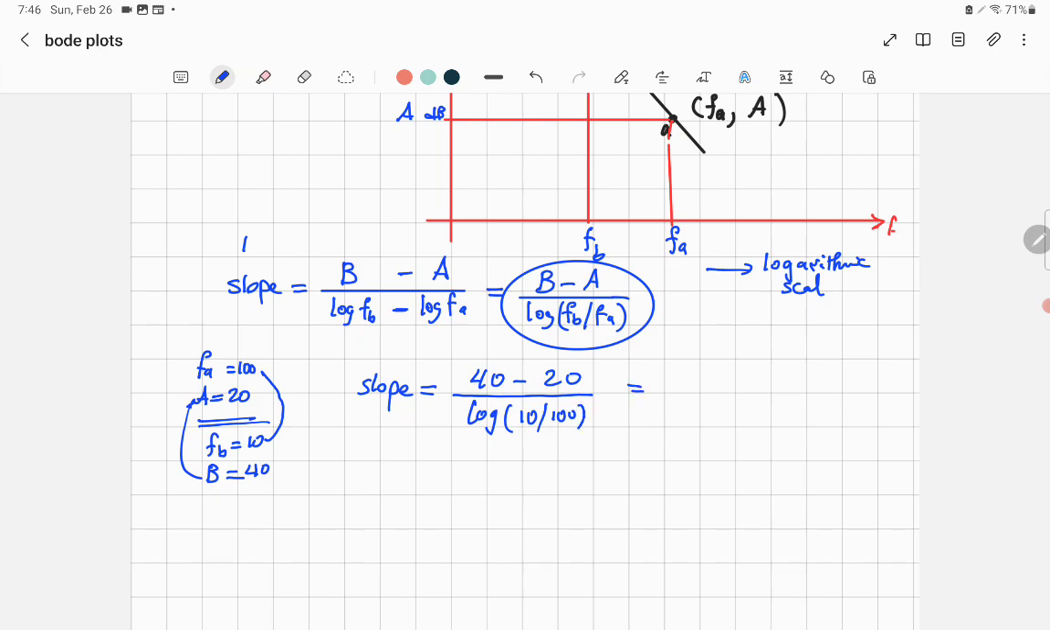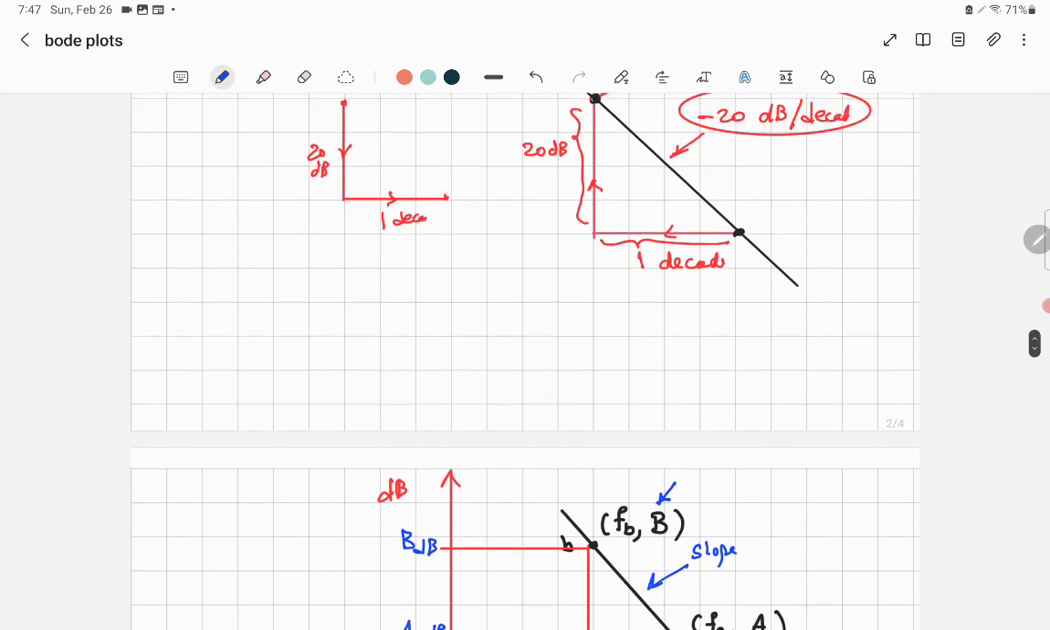So 40 minus 20 is equal to 20, and 10 over 100 will be 1 over 10. So log of 1 over 10 will be equal to minus 1. So the slope is equal to negative 20 decibels per decade. We got the same answer. So that was a helpful formula if you have any 2 points to find the slope on this.